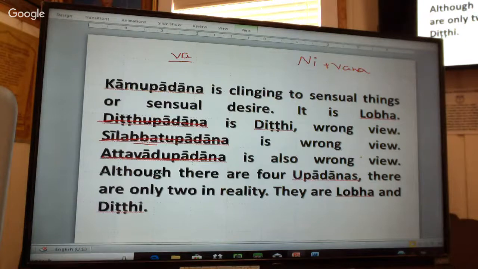So even though there are four kinds of Upadana, Kamupadana, Ditthupadana, Silabbatupadana, Attavadupadana, there are only two kinds of reality, lobha and ditthi. But lobha is a very extreme lobha. Here we call it Upadana. To be called Upadana, that lobha is extreme greed, extreme craving. And ditthi, wrong view, also extreme wrong view. Okay, so how do they connect? We finished the four kinds of Upadana. Dana and Upadana, how do they connect?